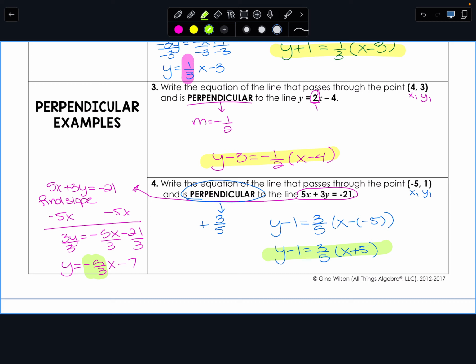There's more examples. Flip the fraction and change the sign back so you get this slope. I don't think we need the other examples. Yeah, I think you're good. Yeah. Questions that you guys have?